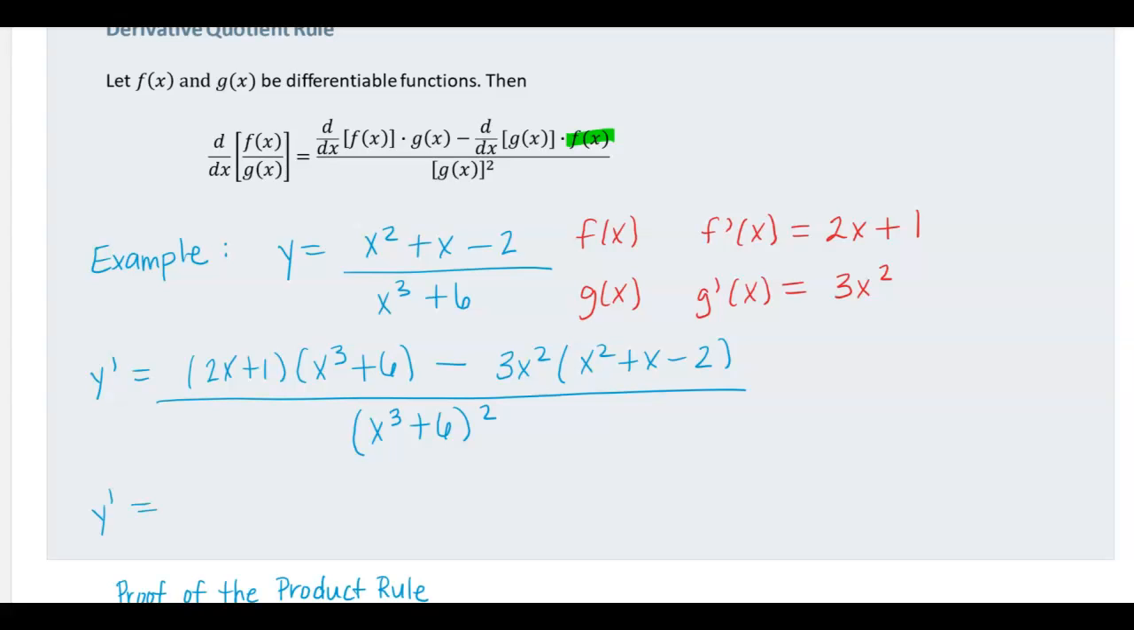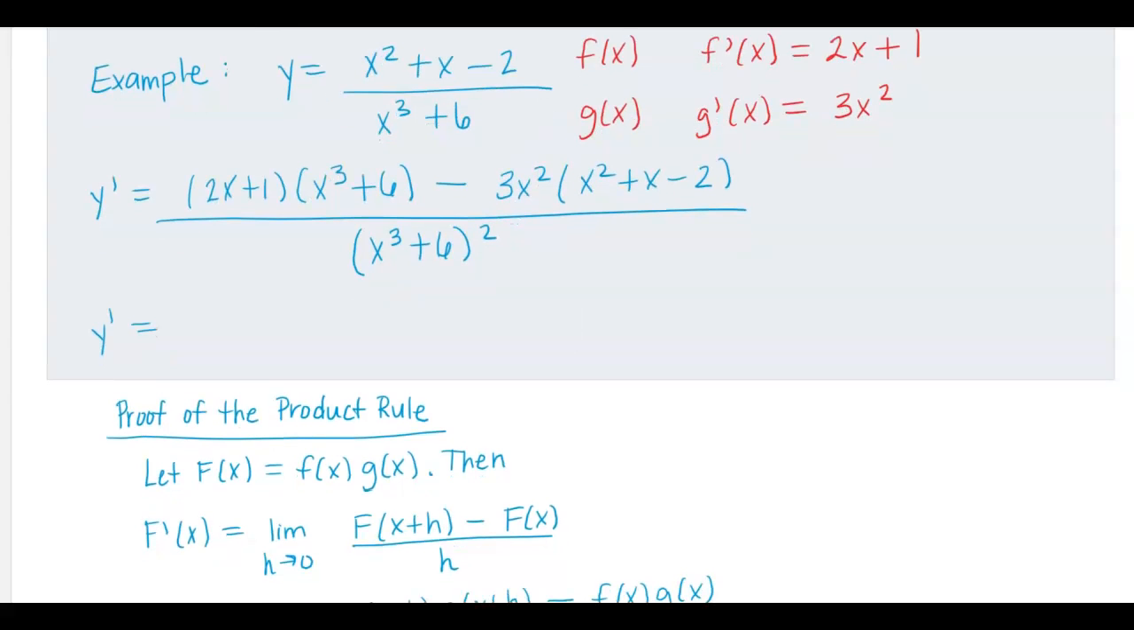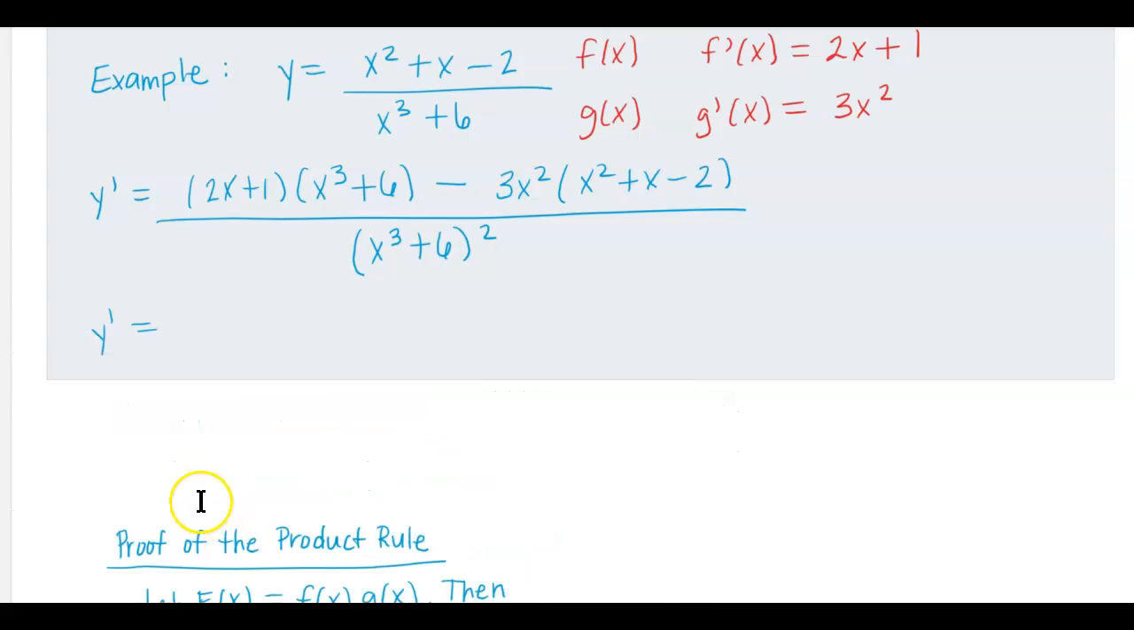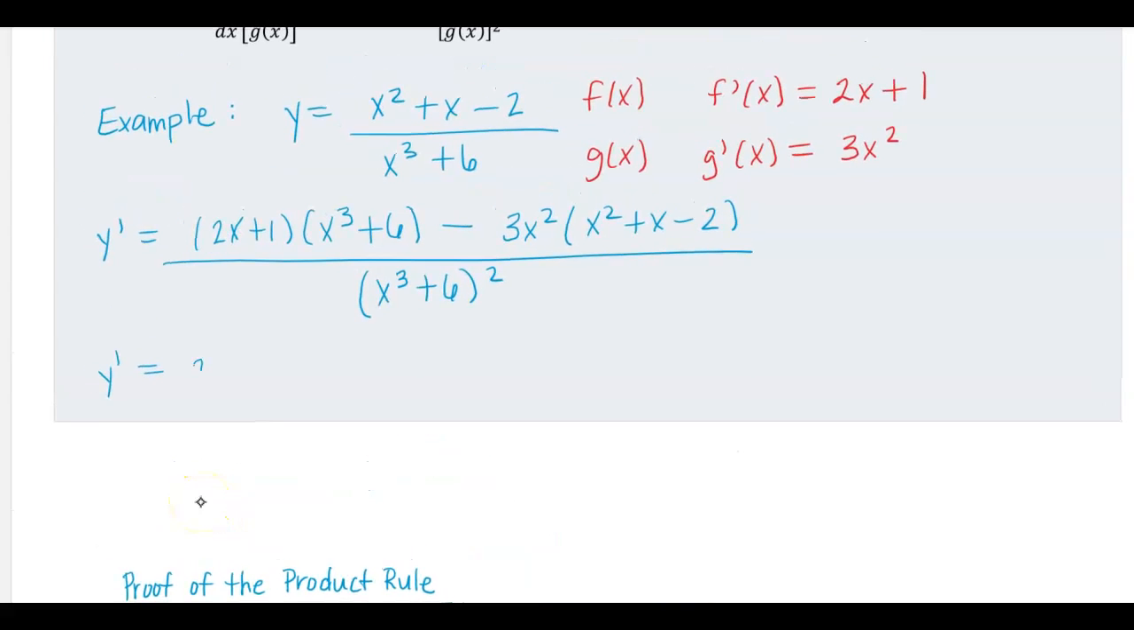Multiplying that numerator out, let me make some more space here. We'll have 2x to the fourth plus 12x plus x cubed plus 6. And then I've got 3x to the fourth plus 3x cubed minus 6x squared.